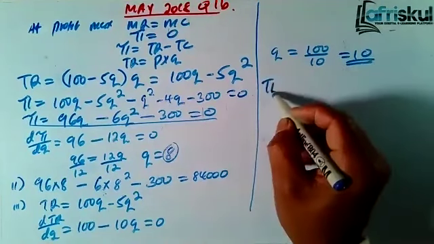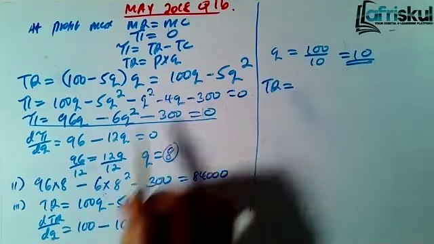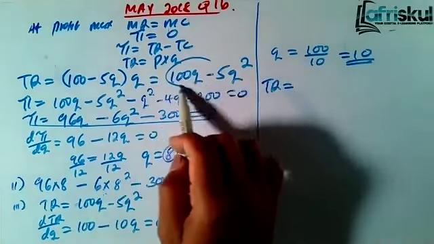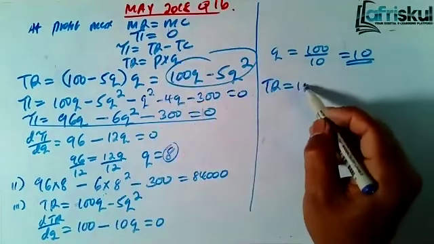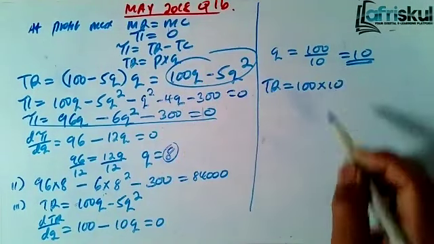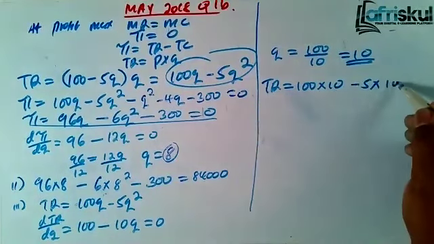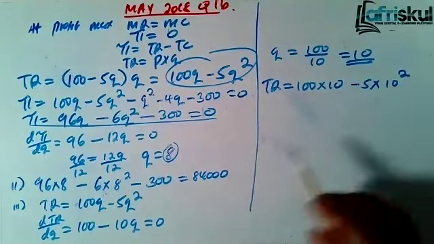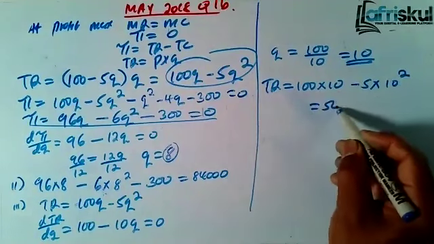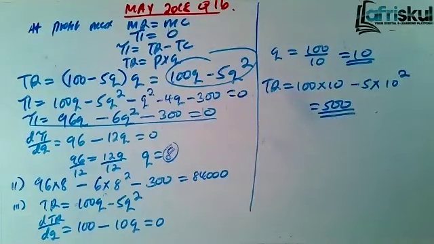So to get the total revenue, you already have the total revenue function here. So it will be 100Q, our Q is 10, minus 5Q squared, 10 squared. That is 1000 minus 500. And you get 500.